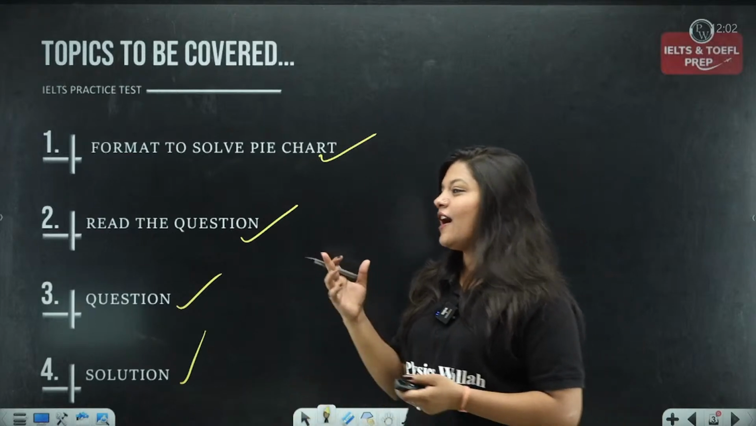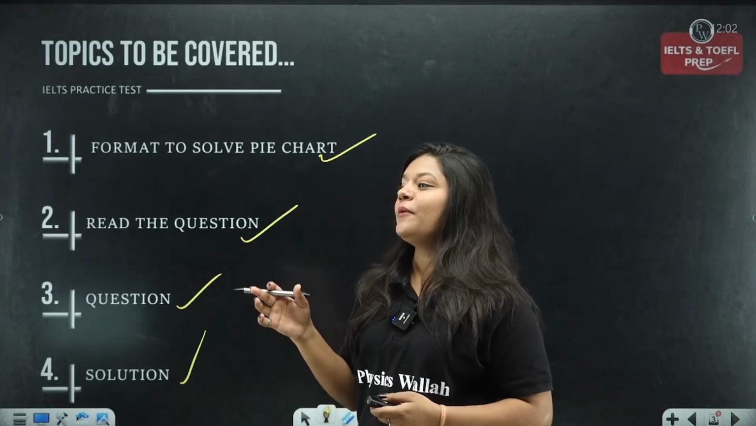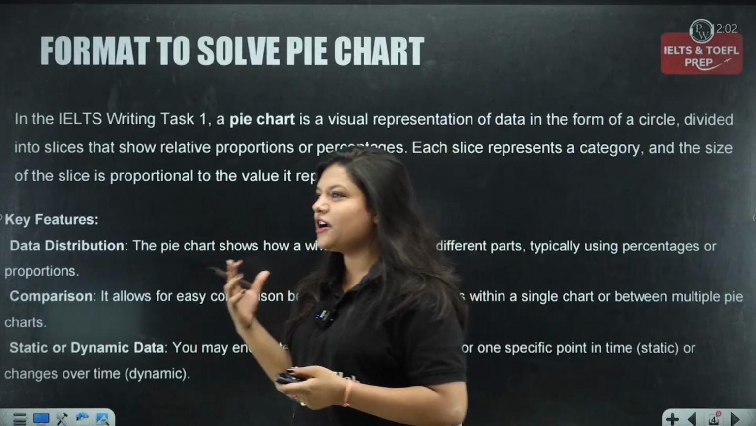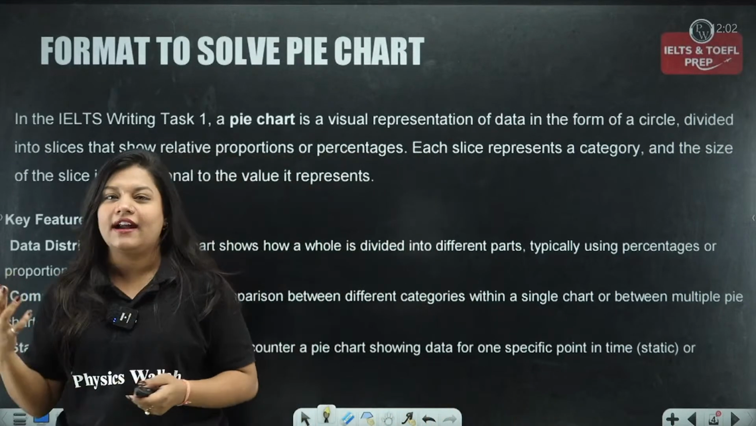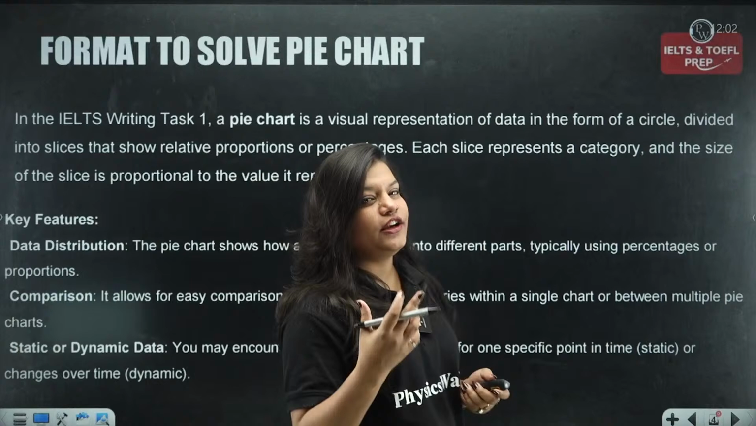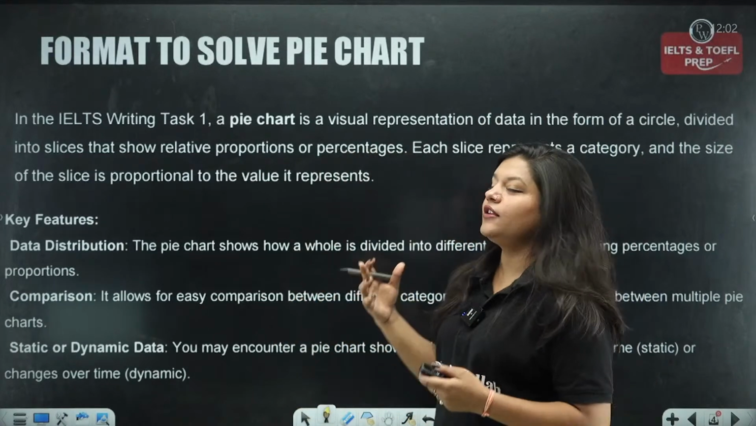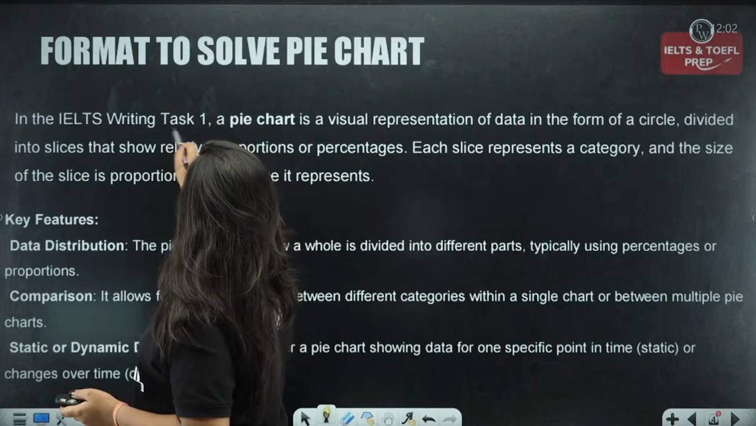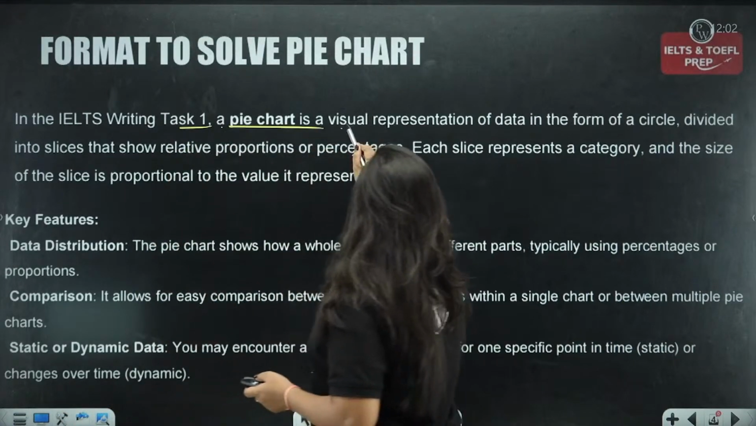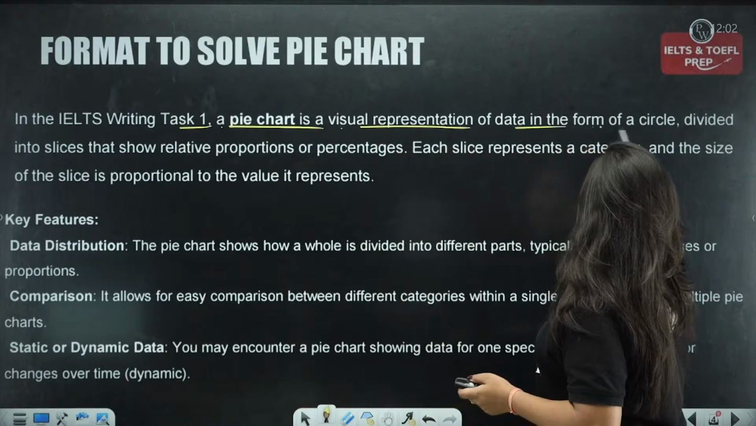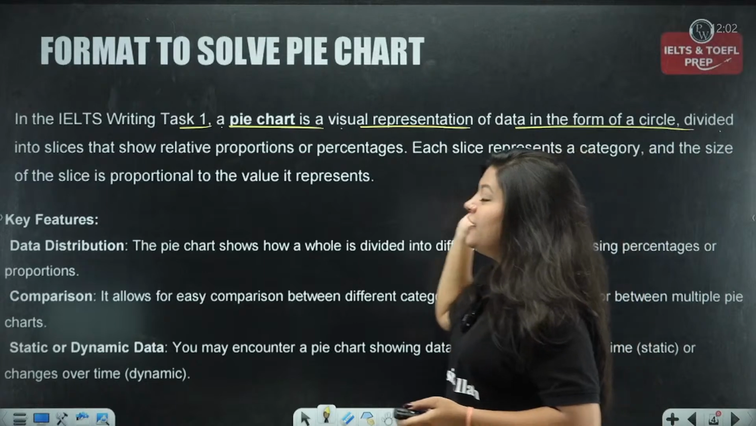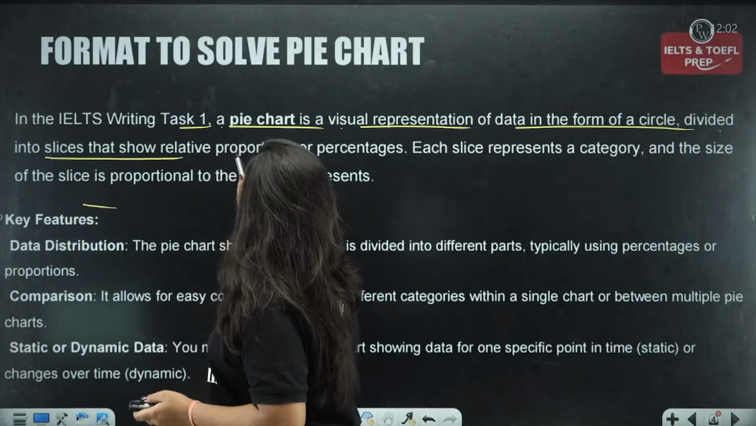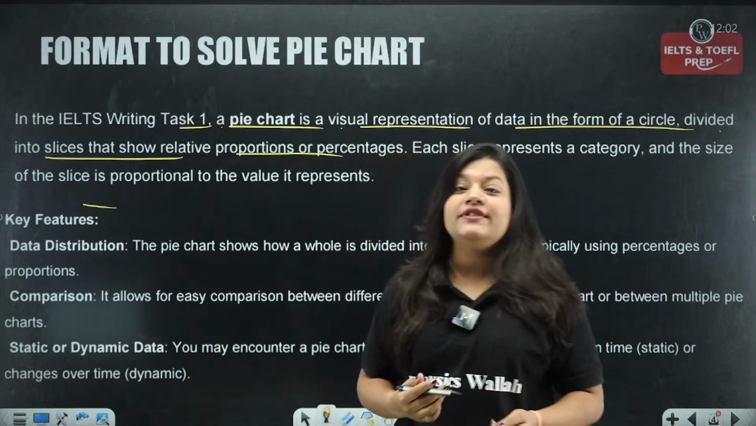So as of now, let's just get focused on this. First of all, I would like to tell you what a pie chart is, how we are going to deal with it, and what are the things that we need to look at while solving this particular question type. In IELTS writing task 1, a pie chart is a visual representation of data in the form of a circle divided into slices that shows relative proportion or percentages.